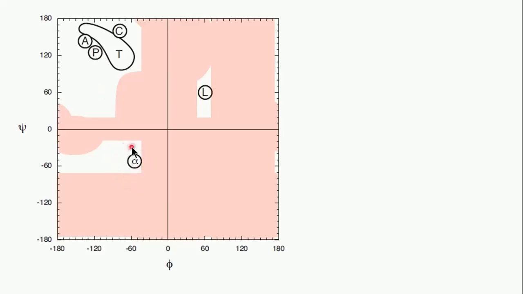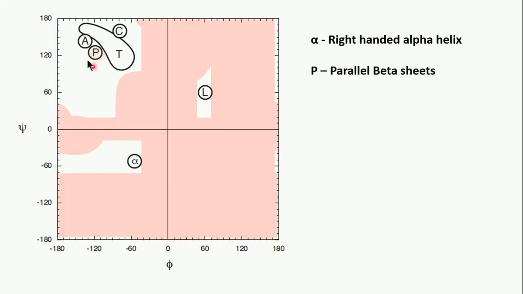So in the first quadrant we are having alpha. Alpha means the right-handed alpha helix. So for alpha I can say this is the region where the alpha secondary structure is possible. So I can say the alpha helix is having the value of phi in the negative region as well as the value of psi again in the negative region. Now we are having the second structure, that is P. So P is coming in this region, that is showing parallel beta sheets. So for parallel beta sheets we are having positive psi and negative phi.